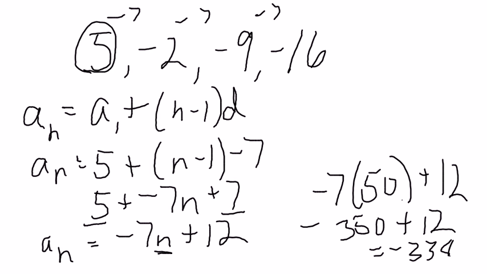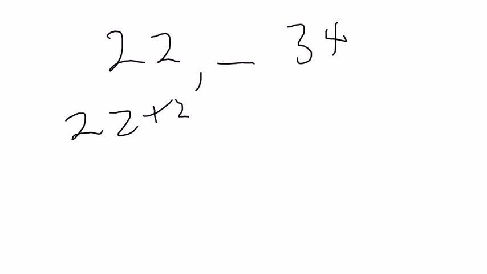Okay. Number 11, find the missing term in the sequence 22, blank, 34. It's arithmetic, so again we just add them and divide by 2. And we get 28. 56 divided by 2.